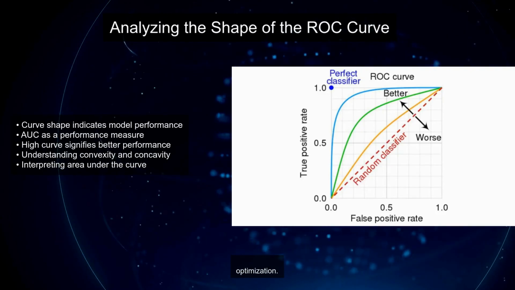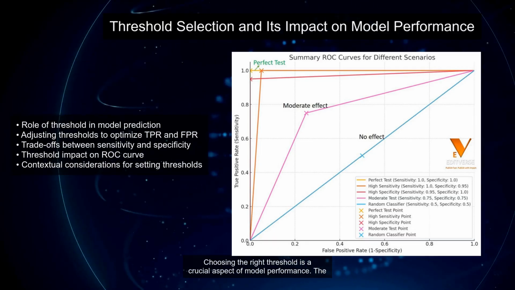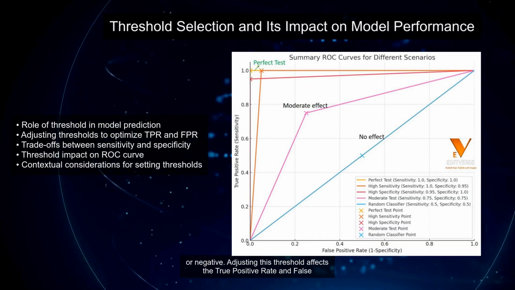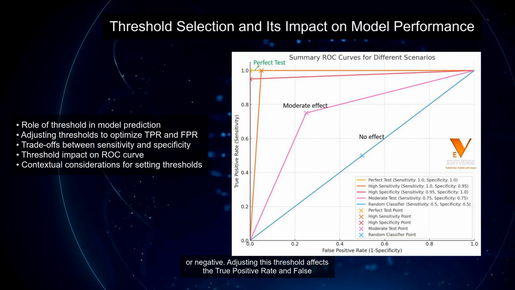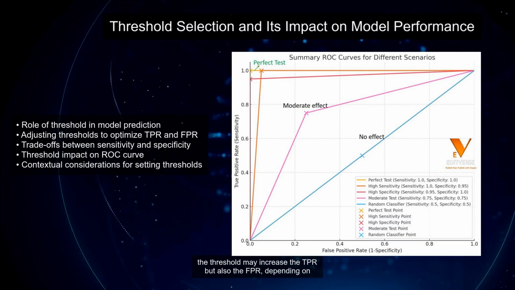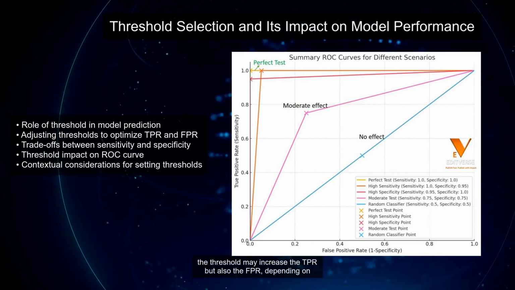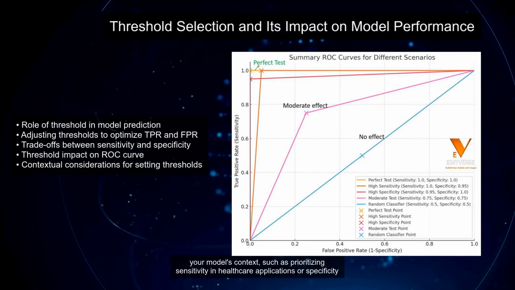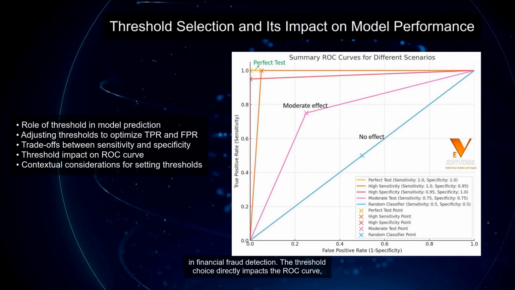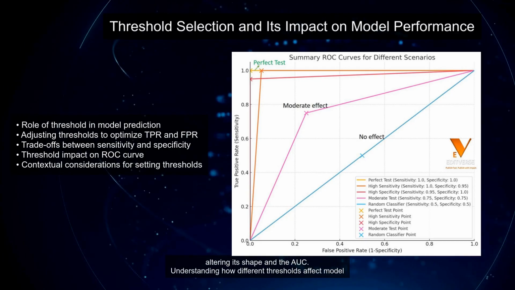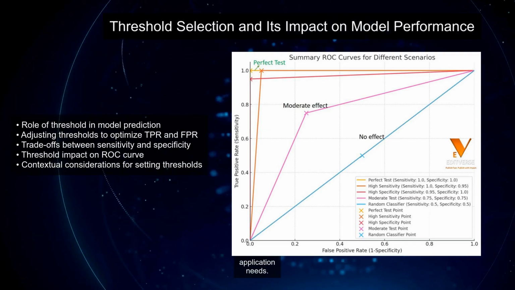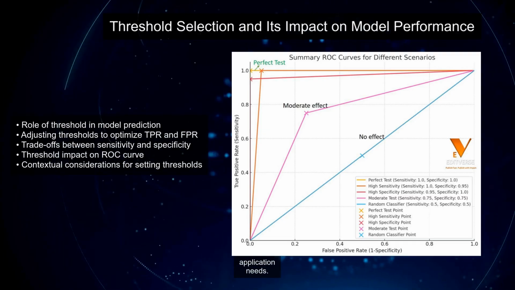Choosing the right threshold is a crucial aspect of model performance. The threshold determines the point at which the model classifies observations as positive or negative. Adjusting this threshold affects the true positive rate and false positive rate, creating a trade-off between sensitivity and specificity. For instance, lowering the threshold may increase the TPR but also the FPR, depending on your model's context, such as prioritizing sensitivity in healthcare applications or specificity in financial fraud detection. The threshold choice directly impacts the ROC curve, altering its shape and the AUC. Understanding how different thresholds affect model performance allows you to tailor your model's predictions to better meet specific application needs.